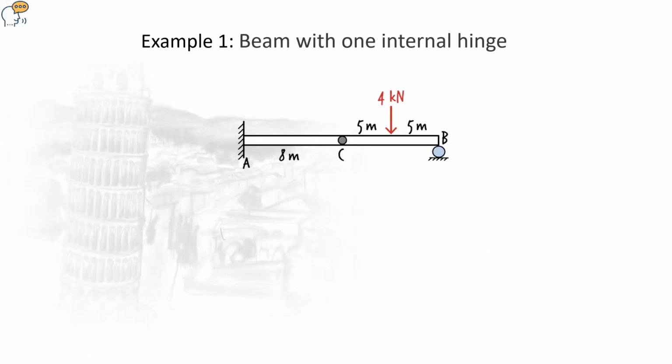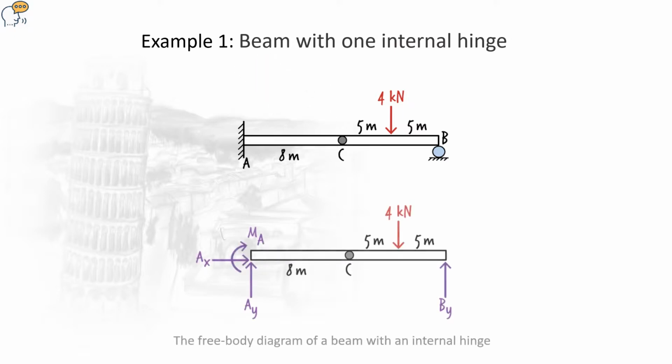Consider this beam. It is fixed at the left end and rests on a roller support at the right end. Furthermore, there is an internal hinge at point C. According to the free body diagram of the beam, there are 4 unknown support reactions. There are 3 unknown reaction forces at the fixed end, and there is 1 unknown force at the roller end. We can write 3 equilibrium equations for the entire structure. However, these equations are not enough to determine all the unknowns because there are 4 unknowns and only 3 equations.